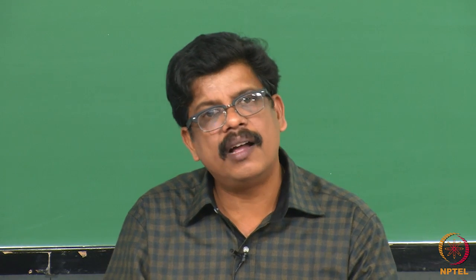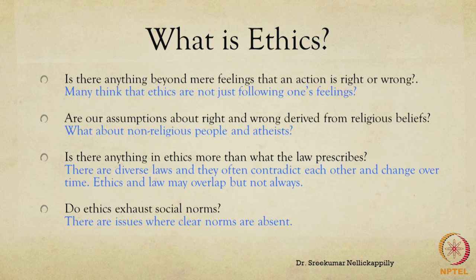And there are vice versa. There are certain principles that are ethical which are illegal. So they don't overlap always. We have to really distinguish them. We have to understand that ethics and law are different. Do ethics exhaust social norms? There are issues where clear norms are absent. So we cannot say that ethics is exhausted with social norms.